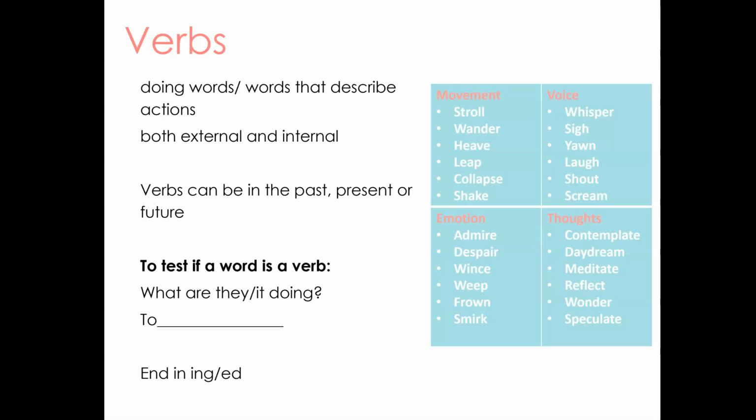Verbs can also be useful for understanding emotions. A character might be described as admiring something perhaps, or despairing, even wincing if something is painful. Again, they can create very precise images and help to convey meaning to the audience. Verbs can also convey thoughts, whether your character might be daydreaming or wondering about something.